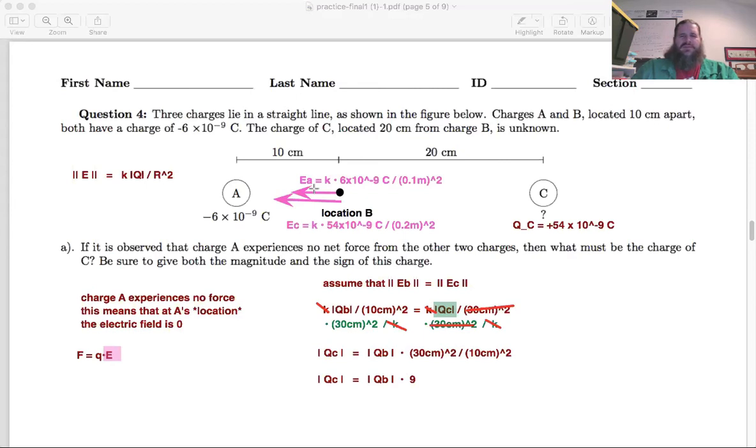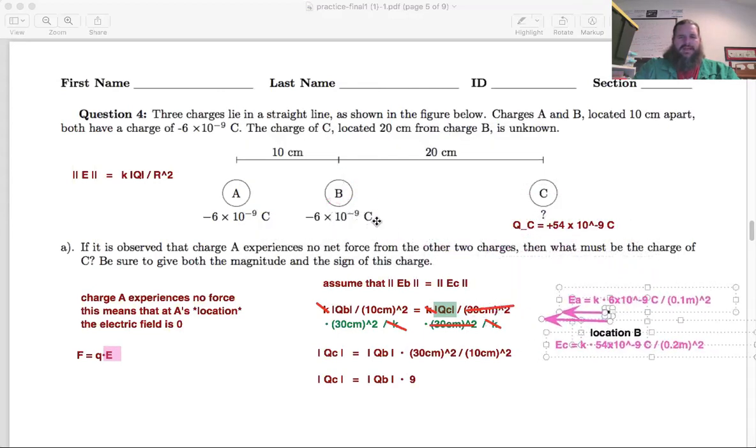Any other questions on that so far? No. So add those, simplify those, add them together. That tells you the total electric field, which is to the left. But then you're going to multiply that by charge B, which is a negative charge. So the electric field, which you found, times the charge tells you the force.